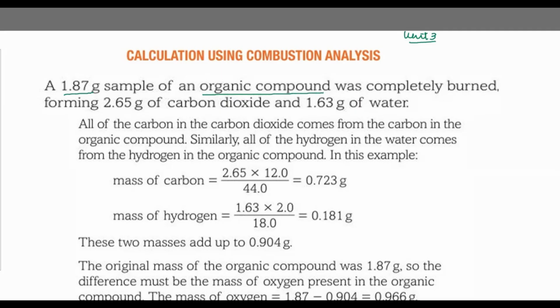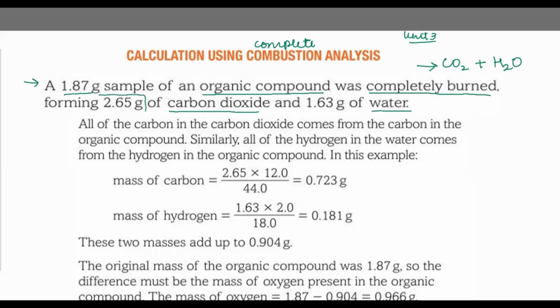And we know that when complete combustion takes place, the products are always carbon dioxide and steam. This is true for all organic compounds. When they undergo complete combustion, they give you carbon dioxide and steam. Now, the question says that 1.87 grams of organic compound is completely burned. That means it's undergoing complete combustion to give you carbon dioxide and water.